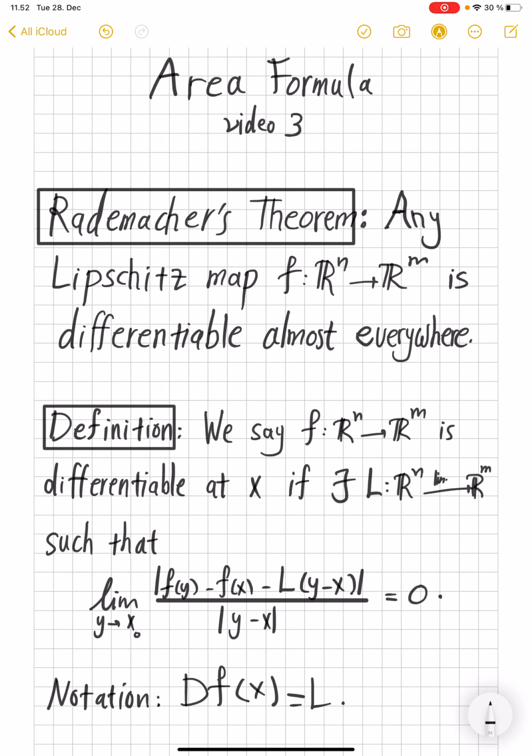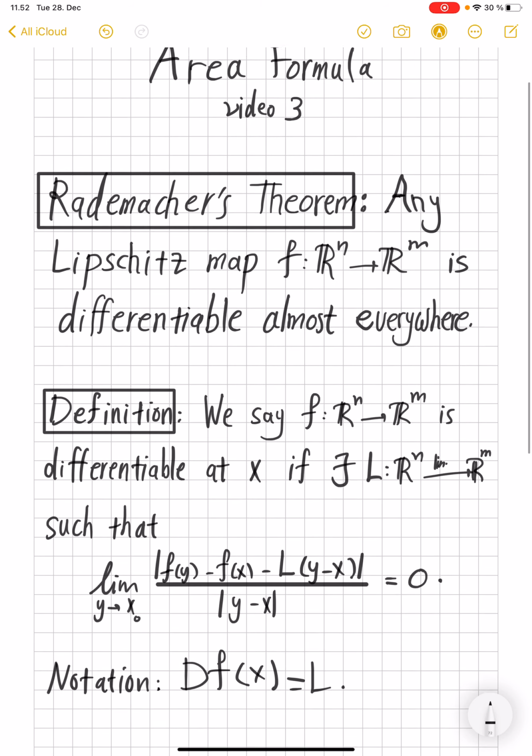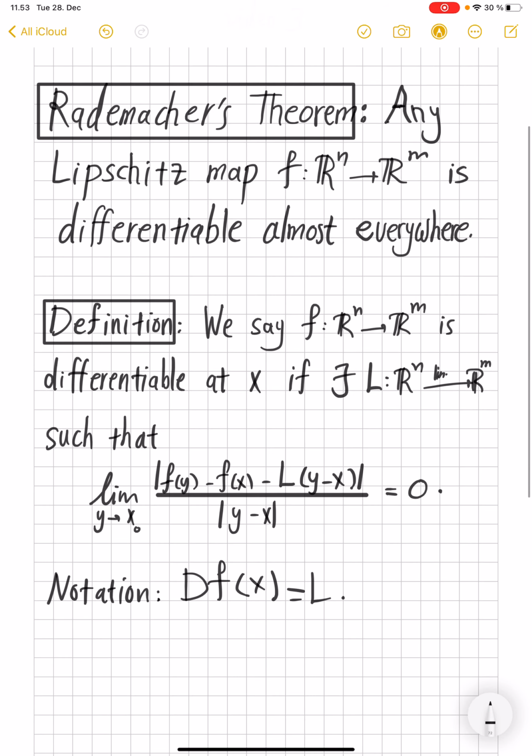And that is due to the amazing result called Rademacher's theorem, which says that any Lipschitz map between Euclidean spaces is differentiable almost everywhere in the domain. And by differentiability here, we mean it in the strongest sense of the word, which is Fréchet differentiability.